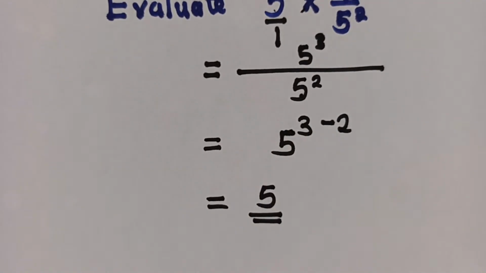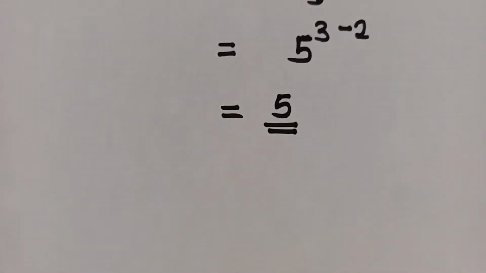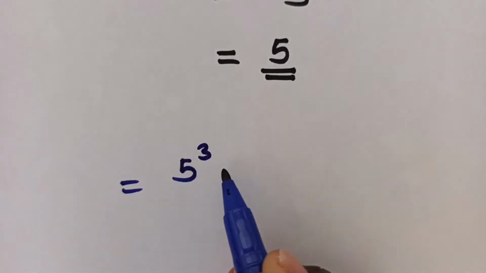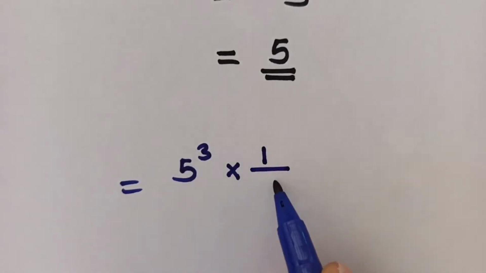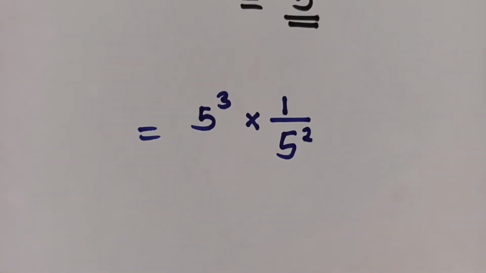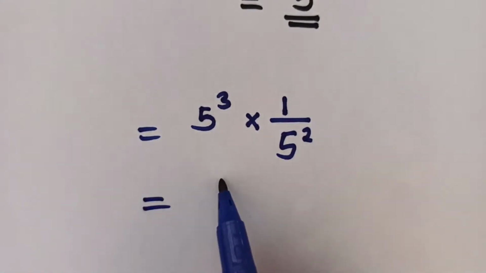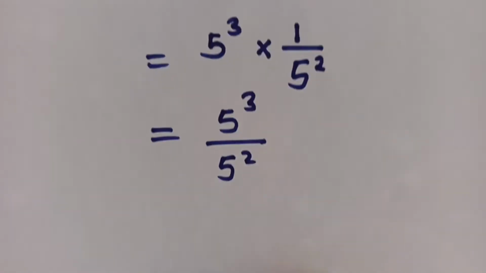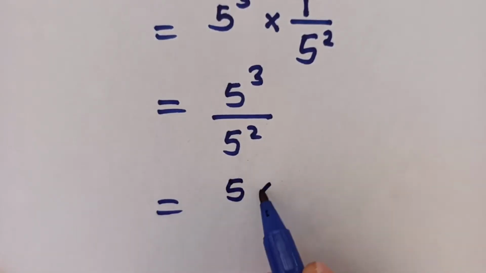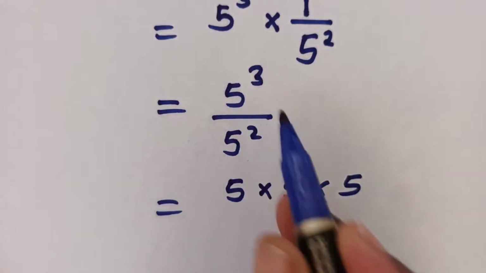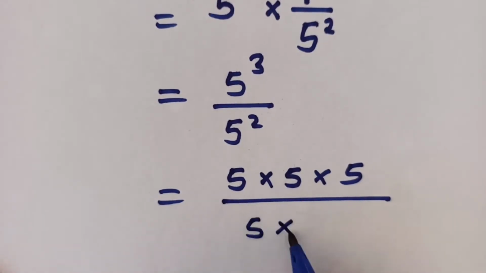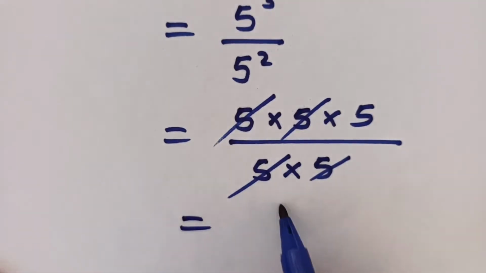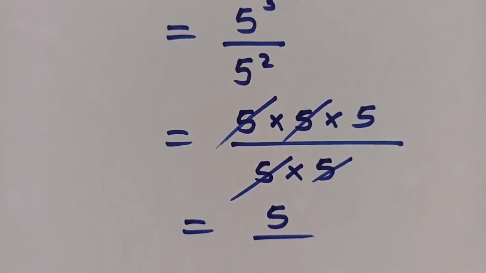Again, in case you get really confused and you don't know what is happening, in case you get stuck, this is how you do it. I've got 5 power 3 over this, and from here, I can say 5 times 5 times 5, there are 3 of them, over 5 times 5. This and this will cancel, this and this will cancel. We just remain with a 5. So the answer is 5.